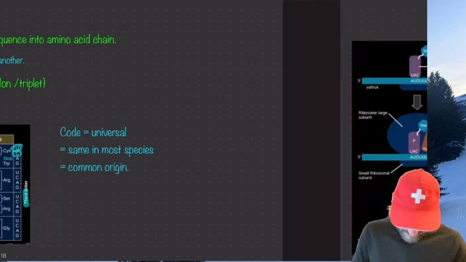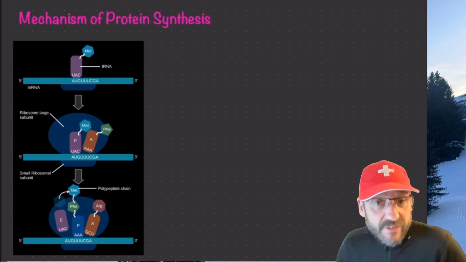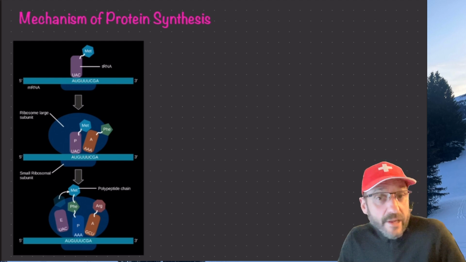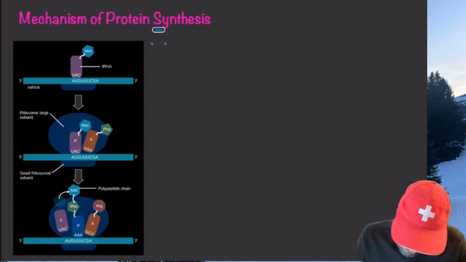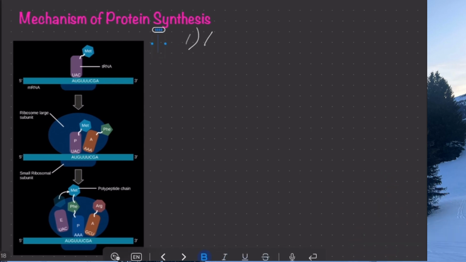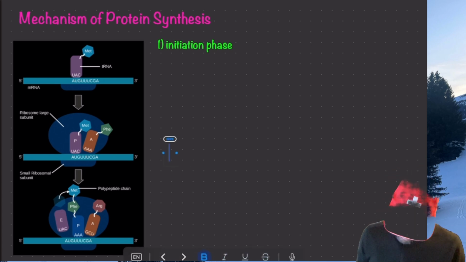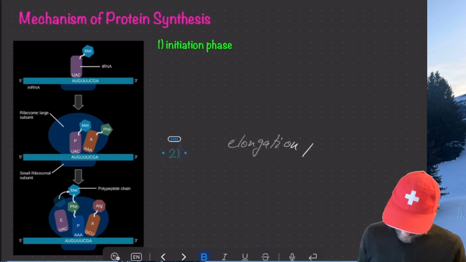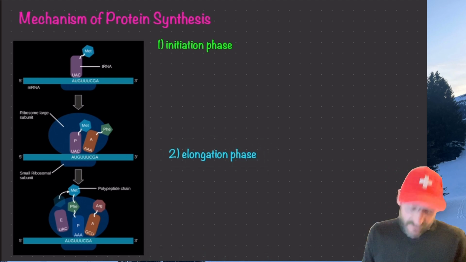Protein synthesis. The mechanism of protein synthesis. Just as with DNA replication and RNA replication, here too we have three distinct phases that we separate. We have the initiation phase, followed by the elongation phase, and finished up with the termination phase.